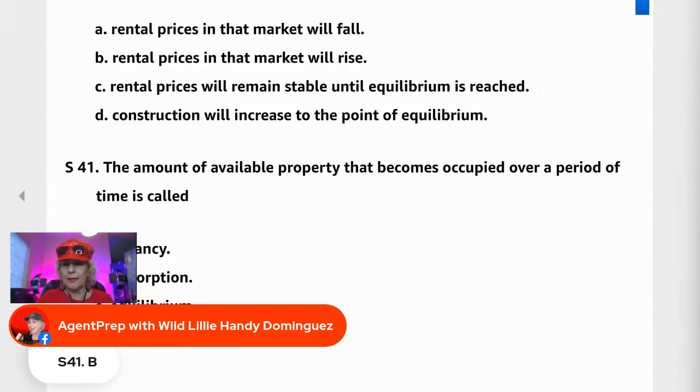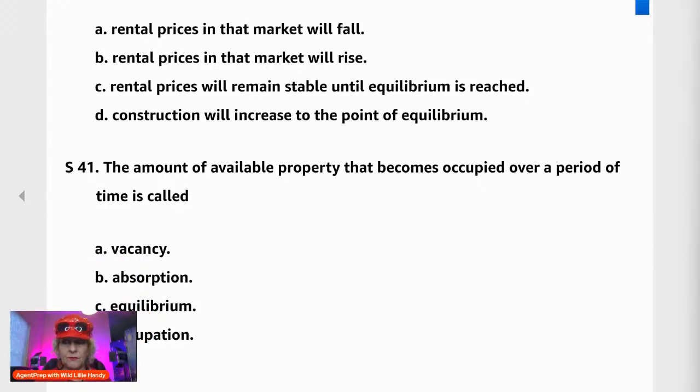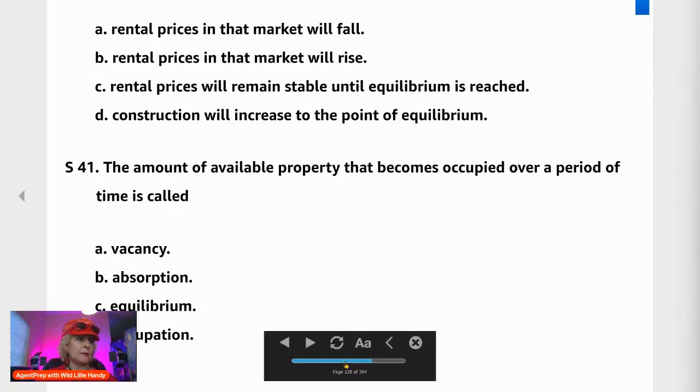All right. I understand what I'm letting y'all know. So please do that. Let's see. Jaslyn says, thank you. I'm so close. I missed both by 1 point. Hey, been there, done that, Jaslyn. You're not alone. Okay. So keep going. I would study more now. Now that you know, study your weak areas and whatever practice material you're using to take your quizzes at home or practicing.